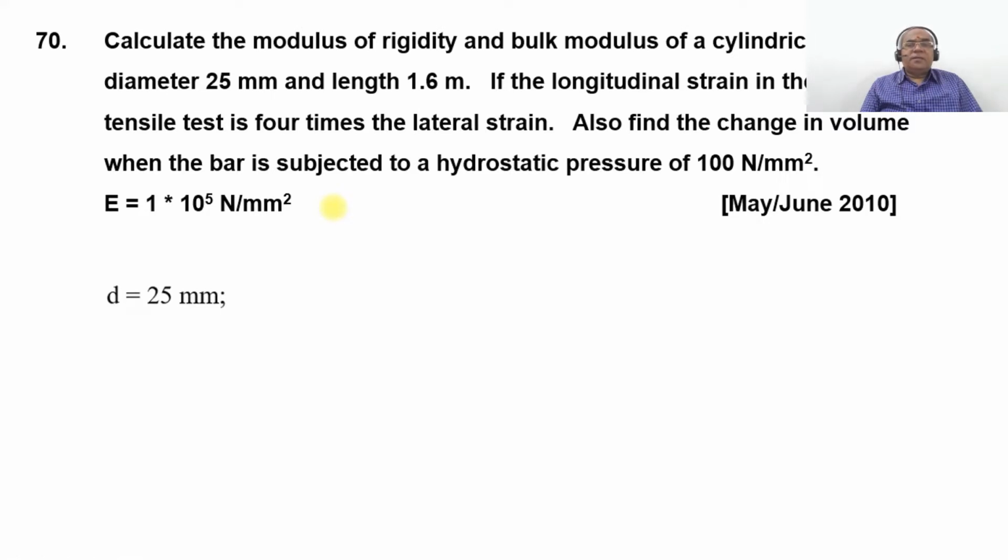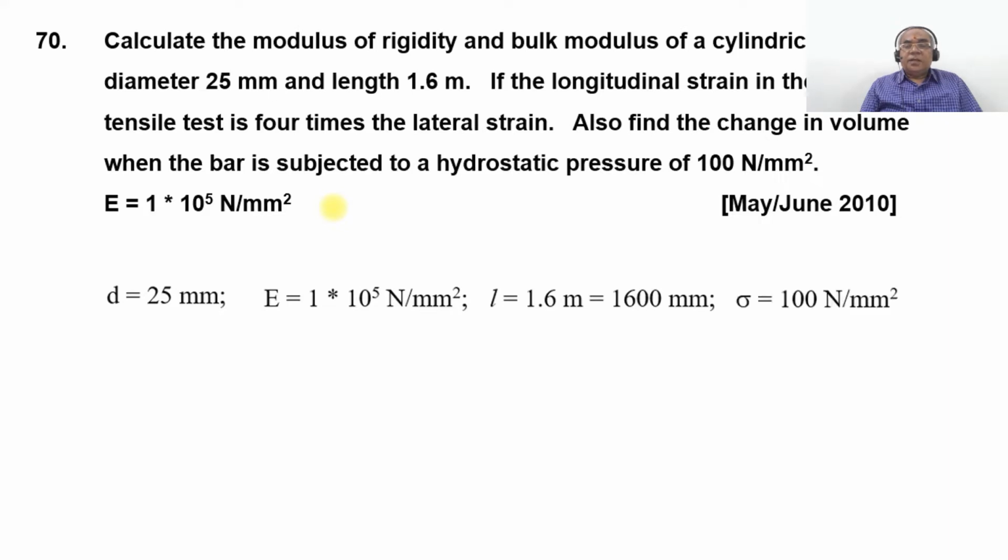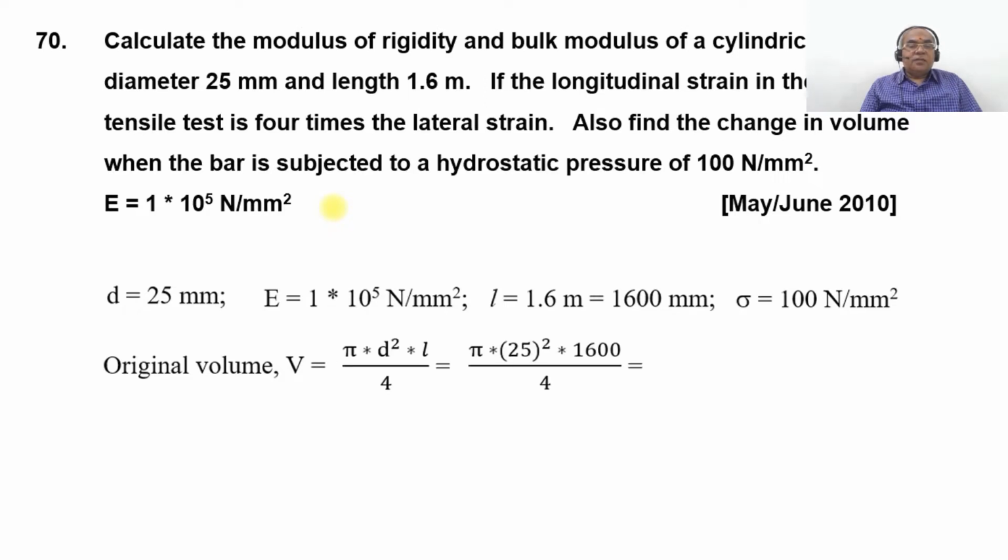So we know the diameter of the bar, which is 25 mm, and the length is known, and he has given the Young's modulus E as 1 into 10 to the power of 5 Newton per mm square. Length is 1.6 meters, which is equal to 1600 mm, and sigma is equal to 100 Newton per mm square. So what is the original volume? Original volume, since it is a cylindrical bar, is given by pi d square by 4 into L. So pi by 4 into 25 square into length 1600. On simplification, you will get 785,398.16 mm cube.